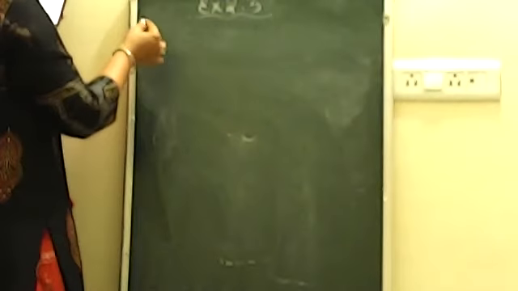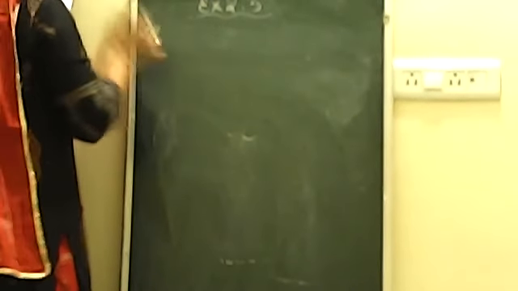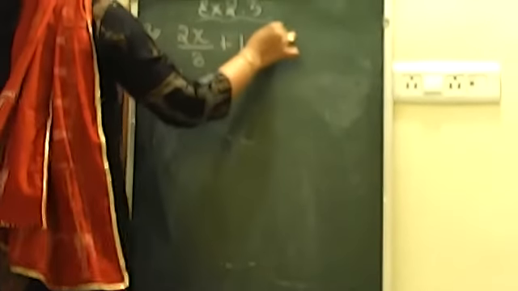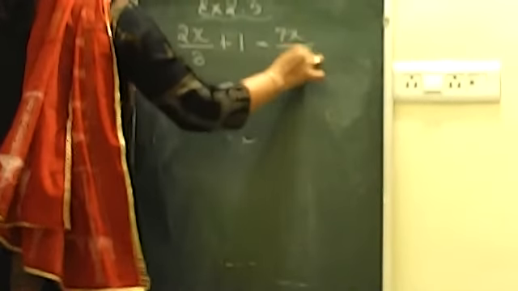So we are doing now exercise 2.3, question number 8. Now this type of pattern we will do. 2x upon 3 plus 1 is equal to 7x upon 15 plus 3.